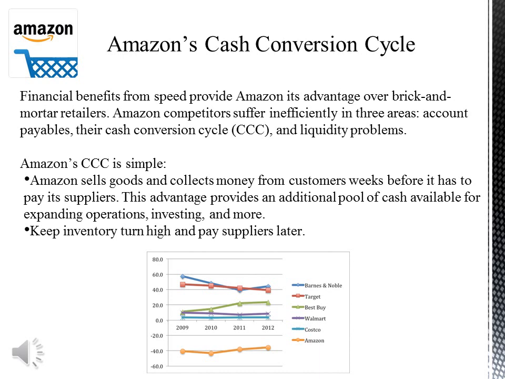Amazon's cash conversion cycle is simple. It sells goods and collects money from customers weeks before it has to pay its suppliers. This advantage provides an additional pool of cash available for expanding operations, investing, and more. This helps Amazon to keep inventory turn high and pay suppliers later.